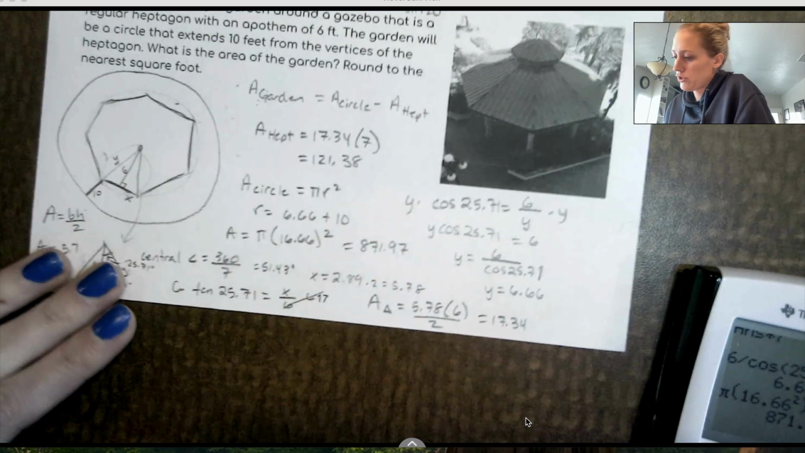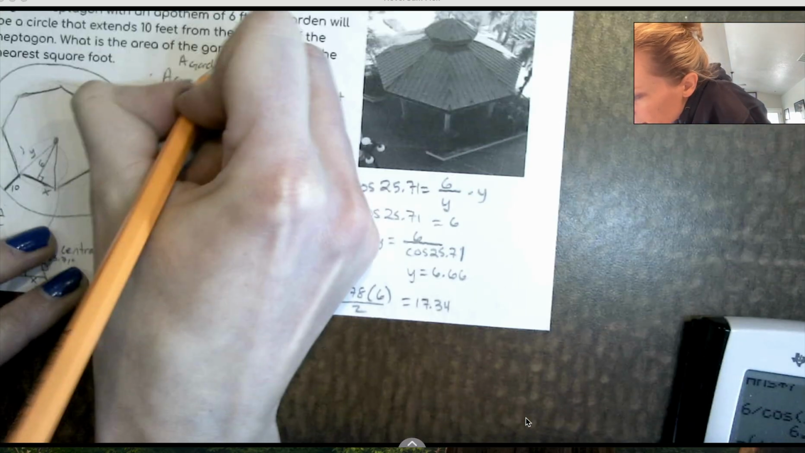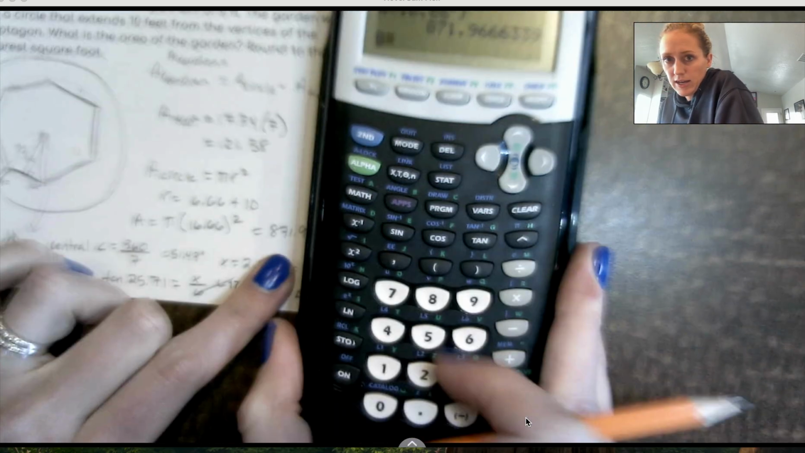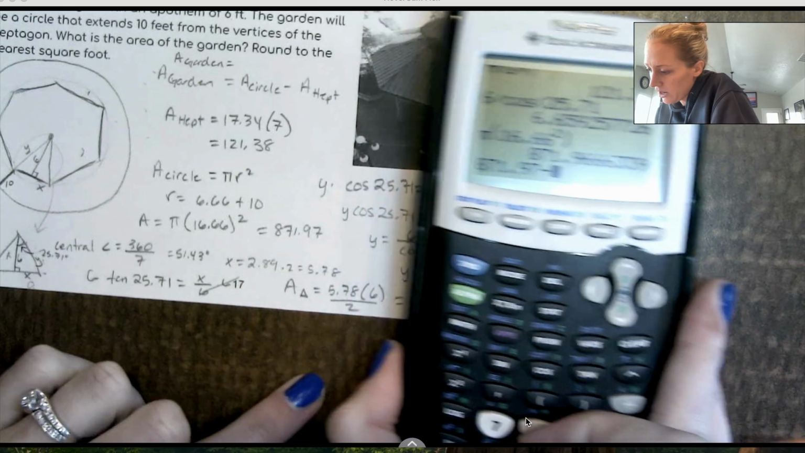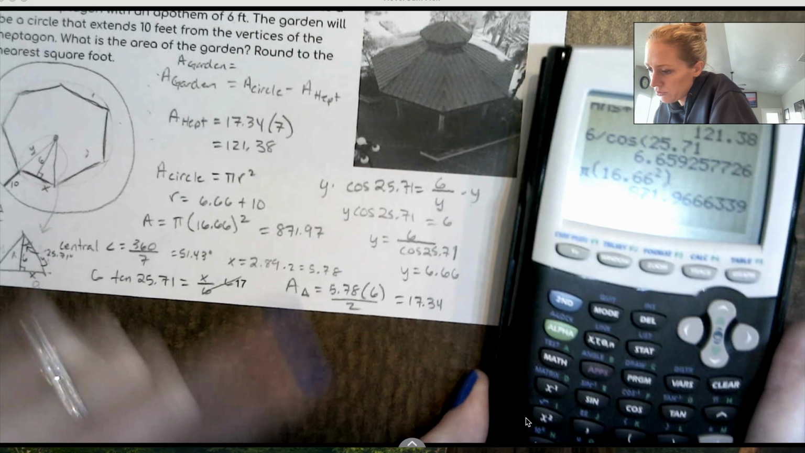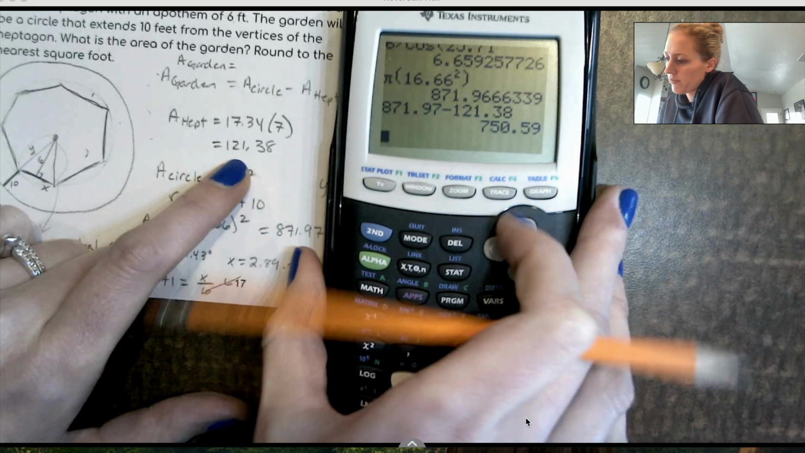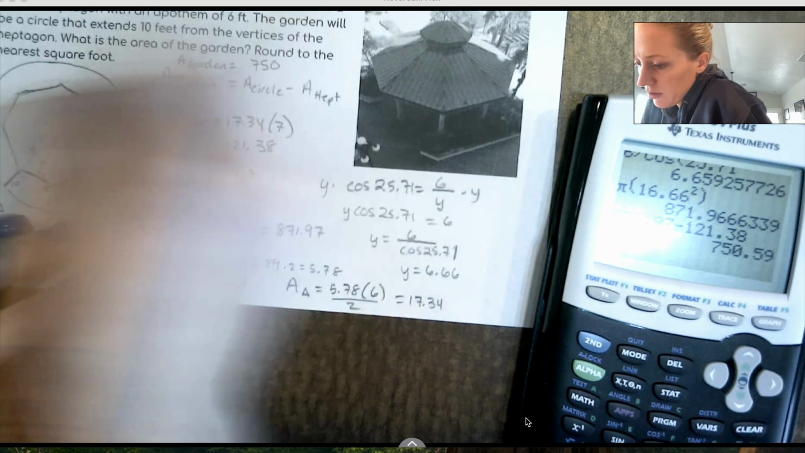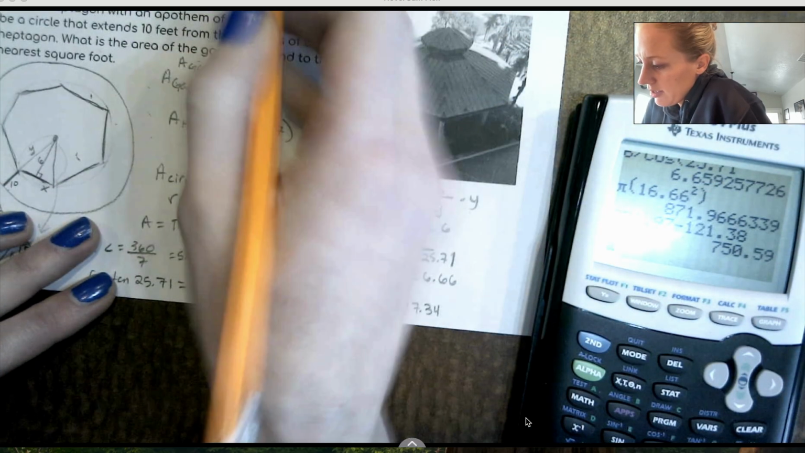So I made my picture too big and I took up all my room here. So my area of the garden equals this one, 871.97, minus the area of our heptagon, which was right here, 121.38. And that's our area of the garden. So we've got 750.59. And they want us to round to the nearest foot, so actually this would be 751 square feet.